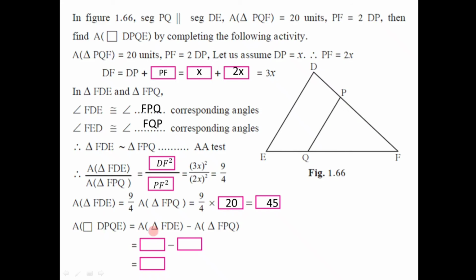So we have the area of triangle FDE, which we have just found to be 45 square units, minus the area of triangle FPQ, which is given to be 20 square units. 45 minus 20, that's 25 square units. That must be the area of quadrilateral DPQE. That is what we wanted to prove. So these are some problems which are based on the theorem of areas of similar triangles.